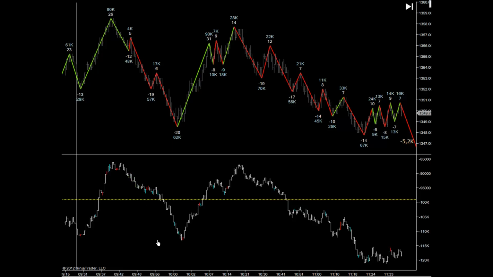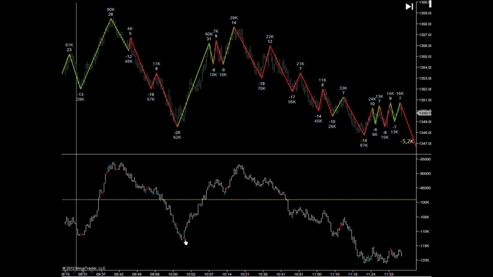If we look at the next leg down, we've got 57,000 contracts traded, and then the next pullback up, 17,000 contracts. And again, look at the delta on that pullback. We're moving sideways a little bit, but there's really no delta move there. Now it's the reversal in the delta that tells you to switch your bias. So we can see a reversal in the delta here, and we can see a reversal in the delta there.